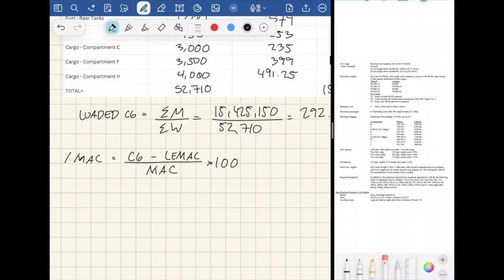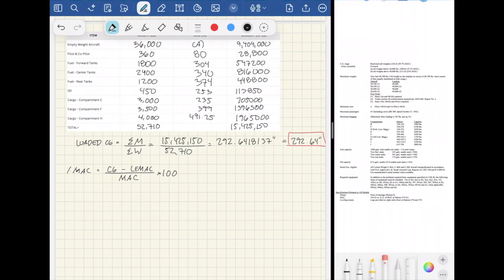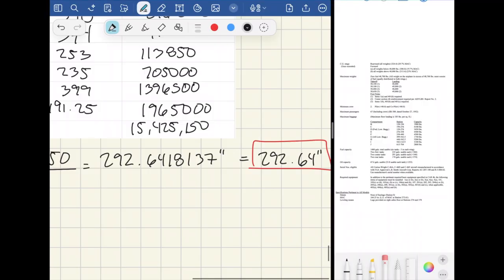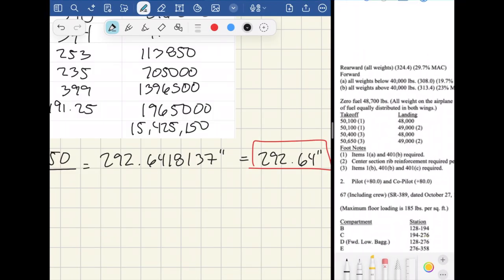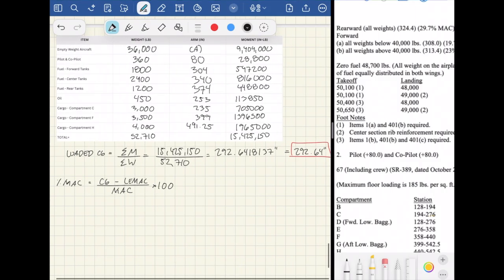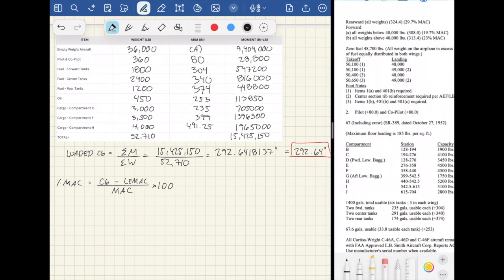Alright guys, so now we're here for the step 3 naman. For the percentage MAC formula. Ngayon, we computed the loaded CG and our answer is 292.64. Now, let's check our TCDS kung pasok ba siya. Since our weight is 52,710, we will follow this limit. Since above 40,000 pounds, so our CG limit is starting sa 313.4 up to 324. So, pasok ba siya? Hindi. Since naglalak siya sa ating forward limit.